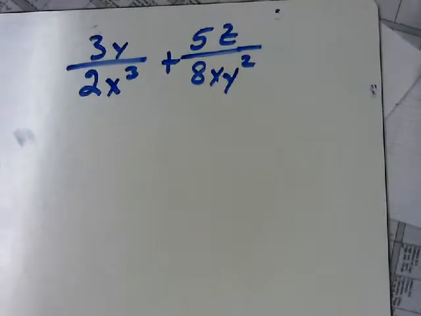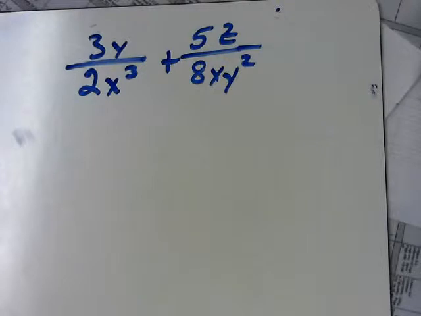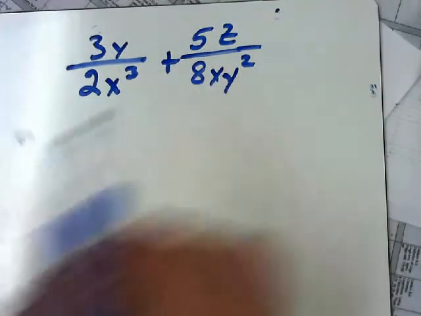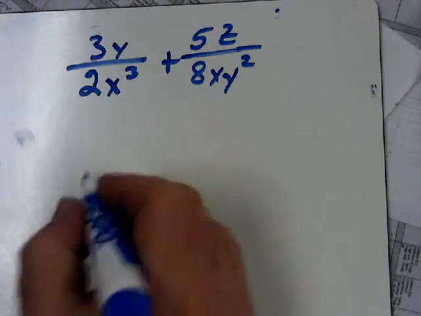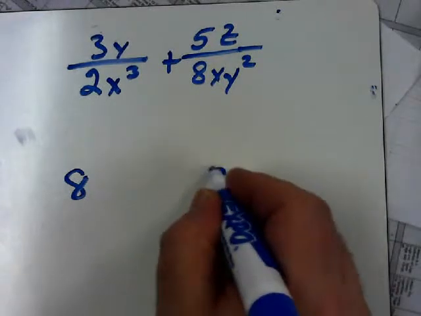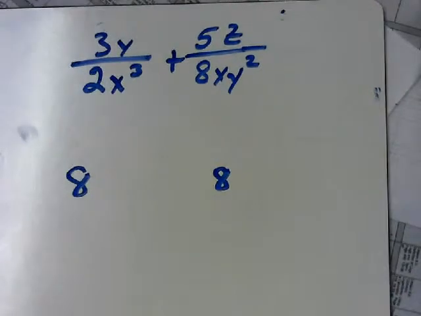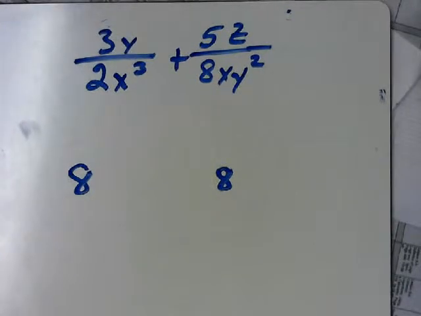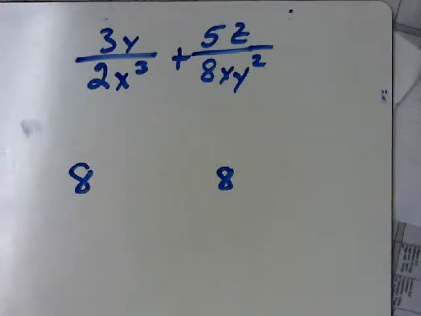Gotta find the common denominator, don't I? What is the common denominator between 2 and 8? 8. Wouldn't that be the least common denominator? Yes, it would. Could I use 16? Yes, absolutely. I could use 16, but when I get done, I'll be able to take a common factor of 2 out of everything. I can guarantee you that.